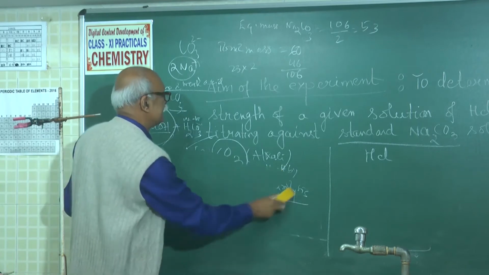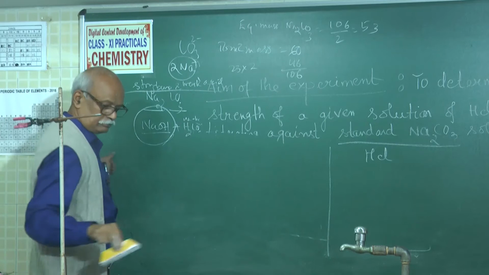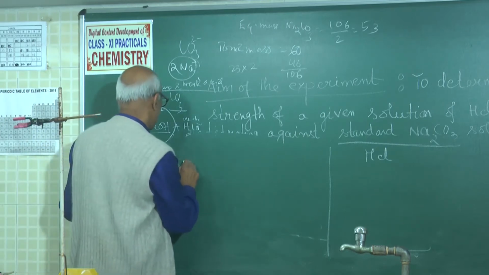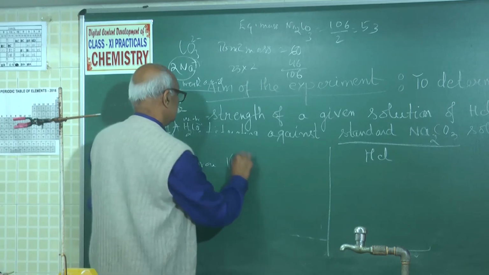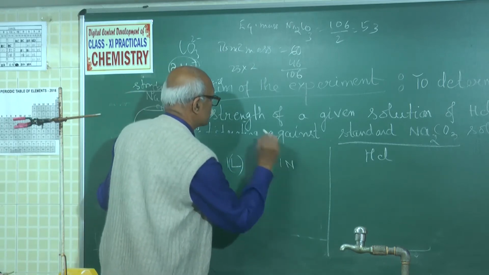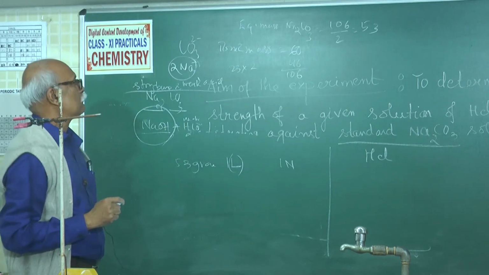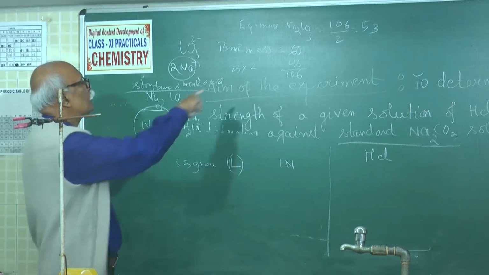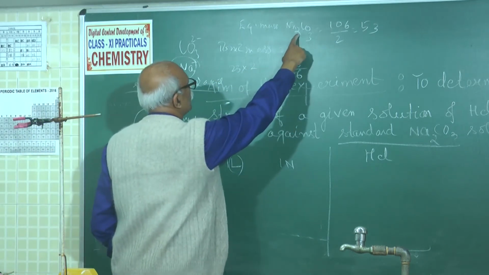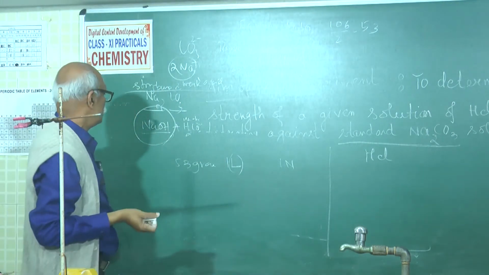Then you can calculate how to find out the decinormal solution. So 53 gram in 1 liter gives 1 normal solution, because 53 is the equivalent mass. Equivalent mass is equal to molar mass by 2, or 2 sodium ions, 2 into its valence 1. 2 into 1 is also what you can write down.